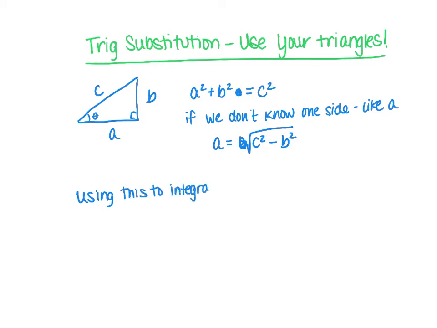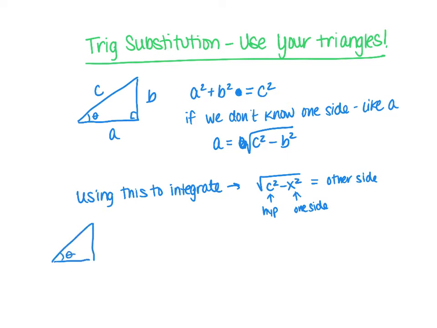And how are we going to use this to integrate? Well, for instance, some of the radicals that we saw in our integrals had the form of the square root of c squared minus x squared. If you think about this, c must be the hypotenuse of the triangle. This is one side, and then this whole expression is the other side. So let's draw our triangle and label it like that. So this is c, the hypotenuse. Let's label this side as x, and then this side is the square root of c squared minus x squared. Here's my triangle I'm going to use for any integral that has this kind of radical in it.